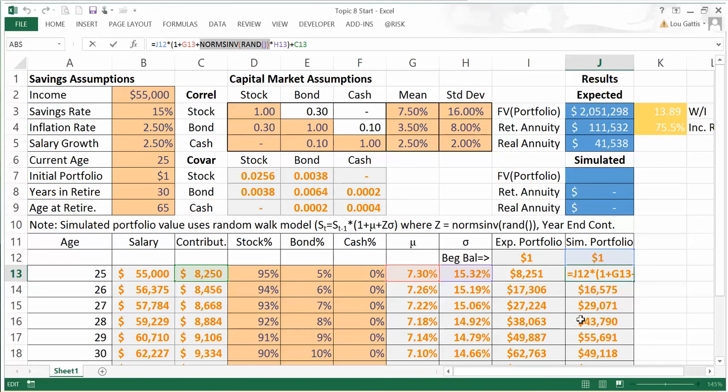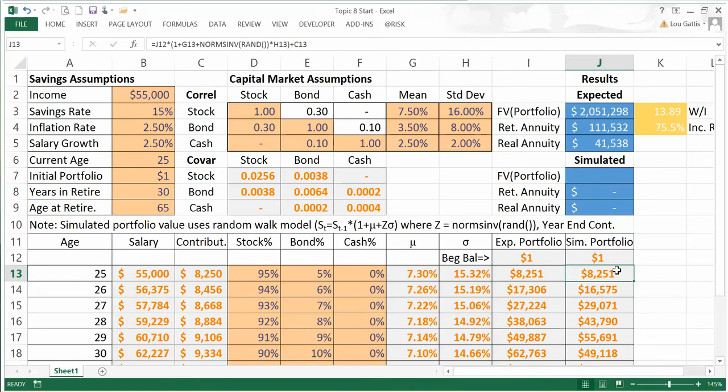That's going to generate a random number with a 0 mean and 1 standard deviation, called a standard normal random number, times the standard deviation. So this is our random walk model of asset prices. On average, you will get the mean because this random shock has a mean of 0. But in any given period, you cannot predict what that random event is going to be. And then finally, I'm going to add my end of year contribution.